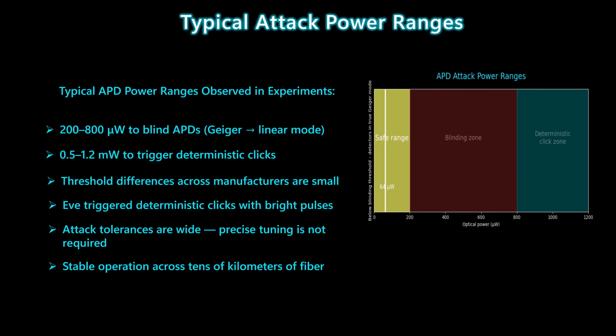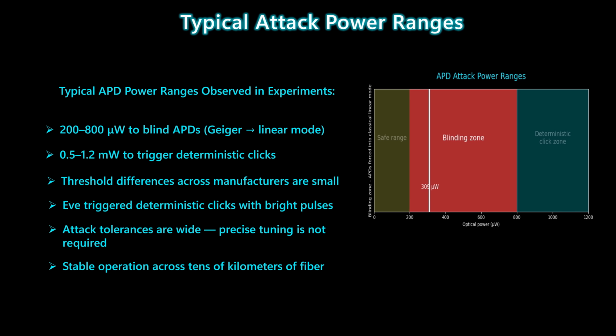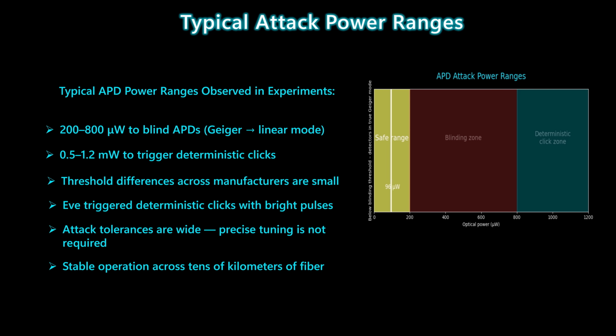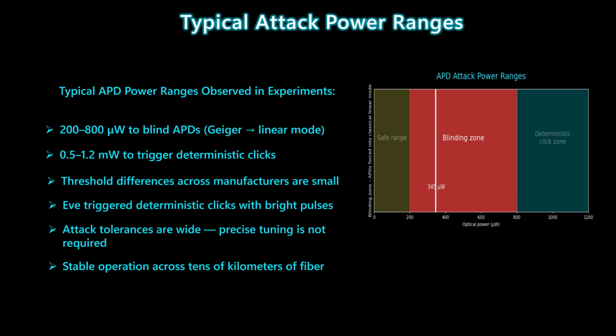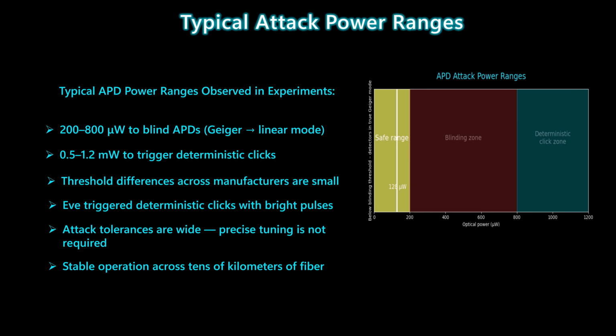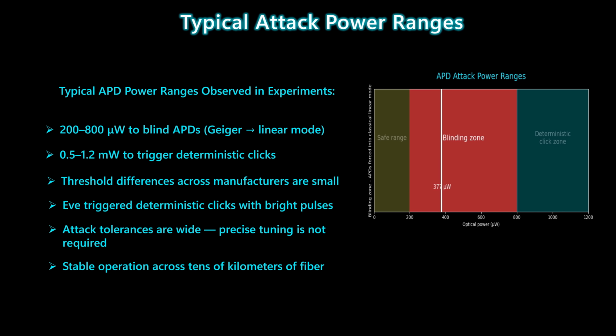The power tolerances are wide, and the detectors remain stable in the blinded state across tens of kilometers of standard telecom fiber. These ranges line up exactly with the theoretical power curve we calculated earlier, and they explain why detector blinding attacks are so practical. A simple telecom laser can produce these power levels effortlessly, making the attack easy to execute with inexpensive equipment.